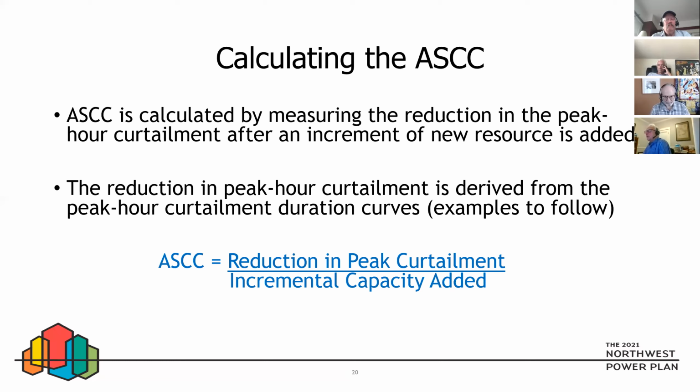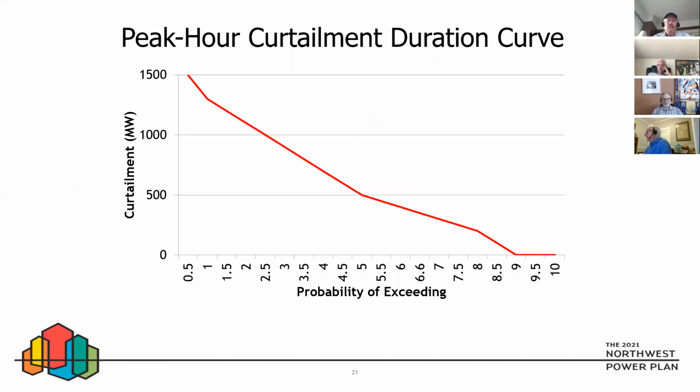We don't have time. The way we calculate ASCC is that we start with a system that has some curtailment, so we can build a peak hour curtailment duration curve, which I'm going to explain in a minute. And then we add a resource and it drops that curve. And so we take the reduction in peak curtailment and divide it by the incremental capacity needed, and that's the ASCC. I've got an example here.